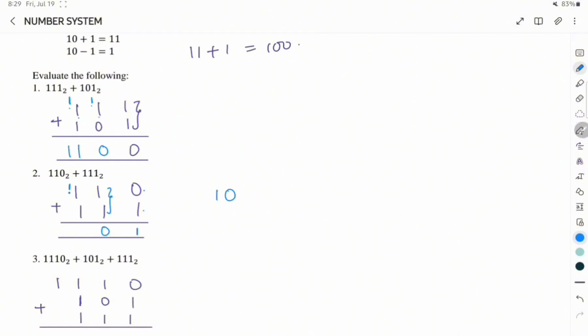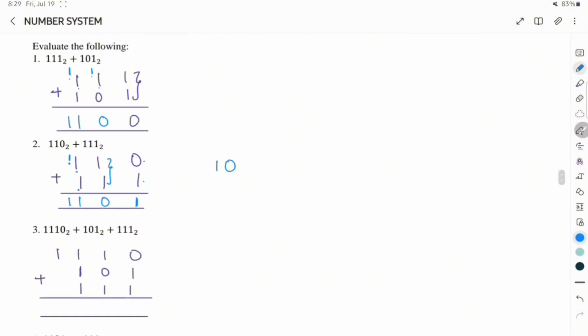So the 1 here plus this 1 is 10. 10 plus 1 again is 11, right? So we have 1101 base 2. So you can see that we have more than one way to look at it.